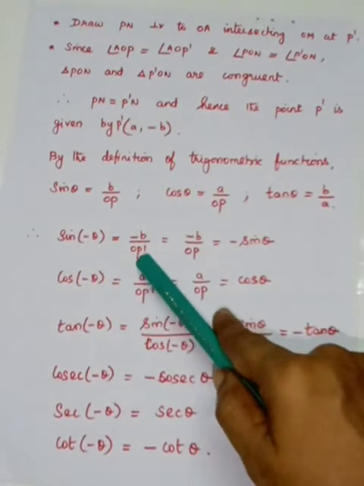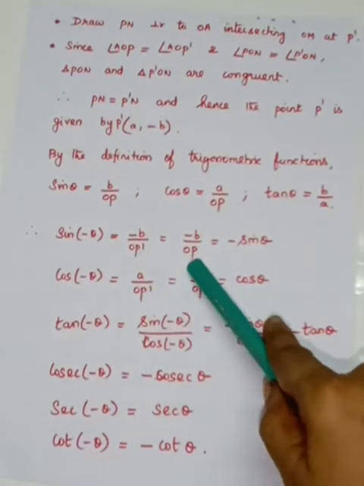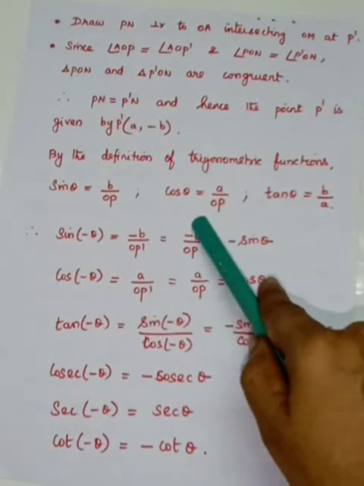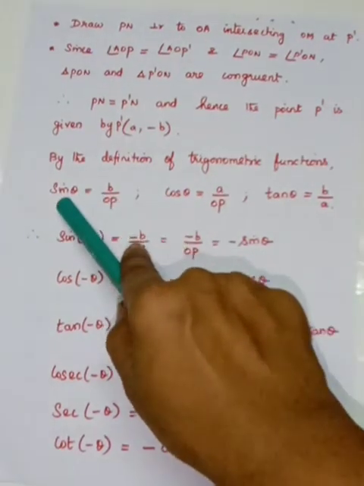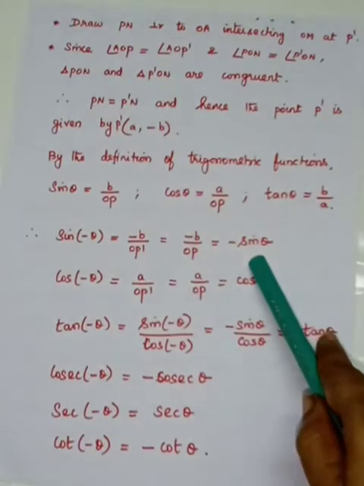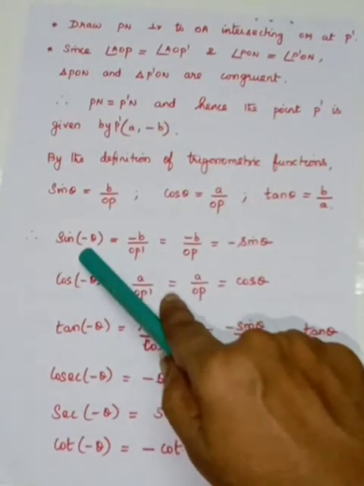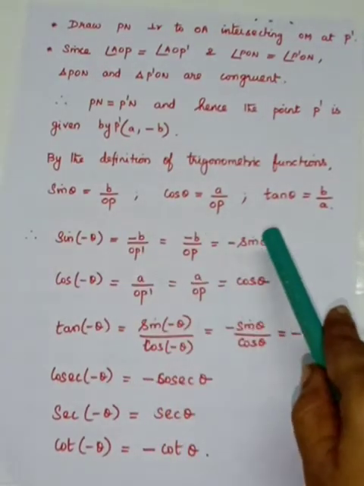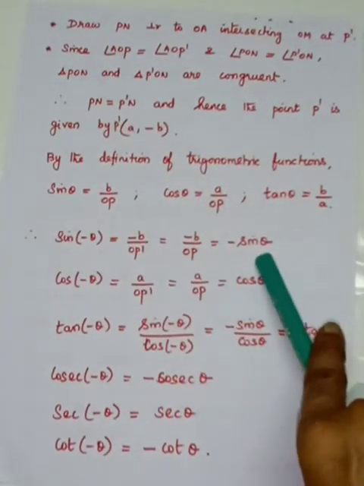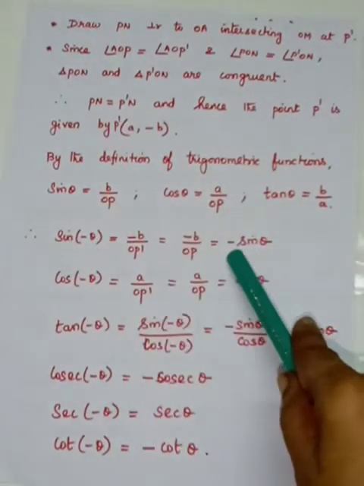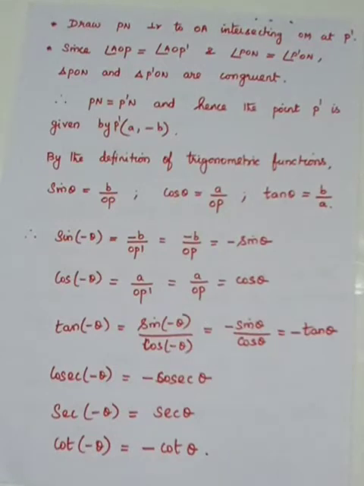Minus b by OP dash. OP dash is equal to OP. So it is minus b by OP. What is b by OP? It is sine theta. So in the front you are having minus, so it is minus sine theta. So this is the very important result. Sine of minus theta is equal to minus sine theta. Sine of minus 30 degree can be written as minus sine 30 degree.